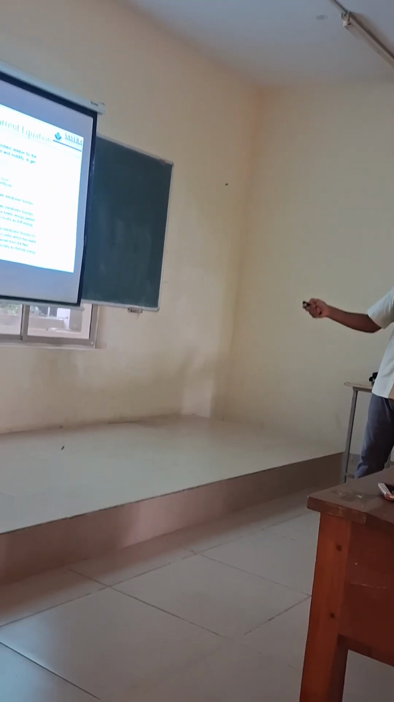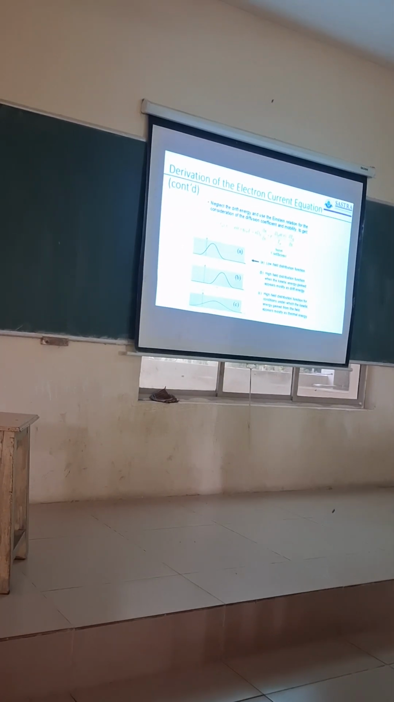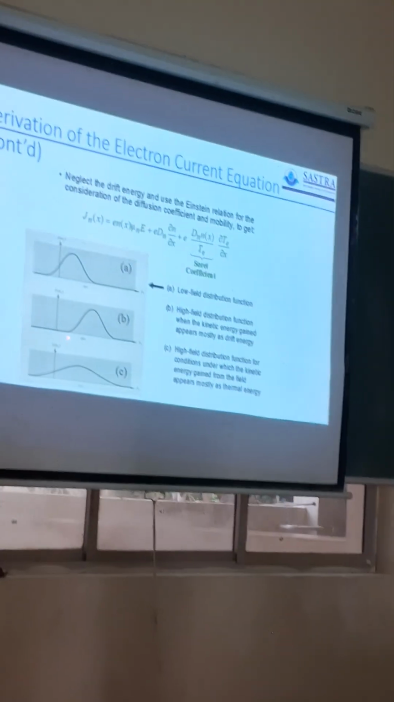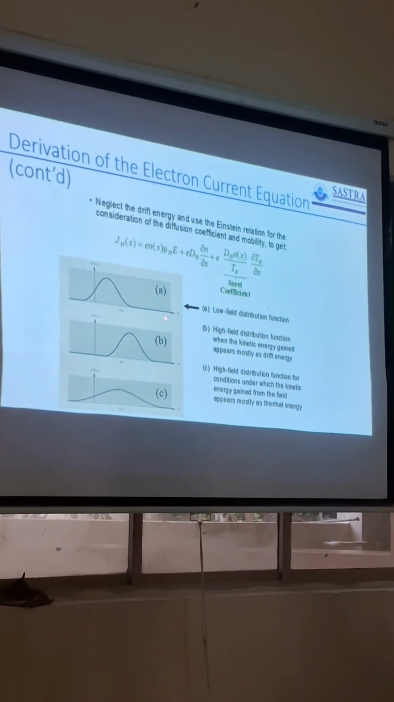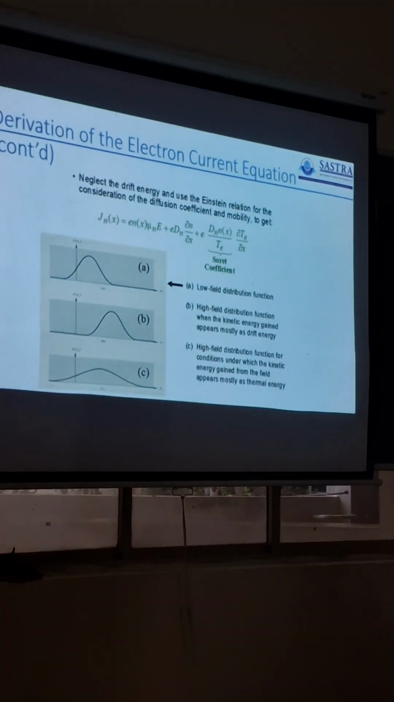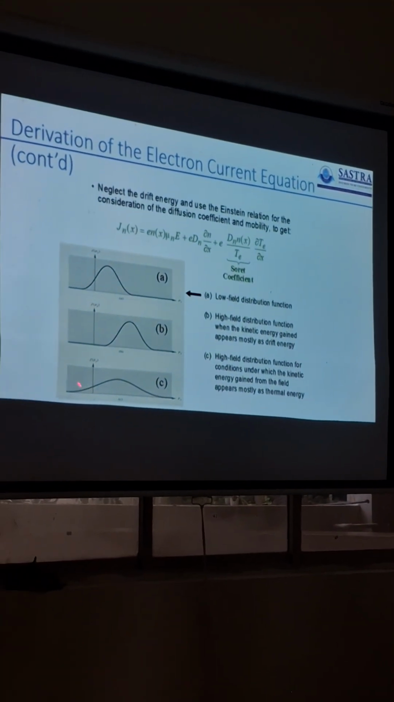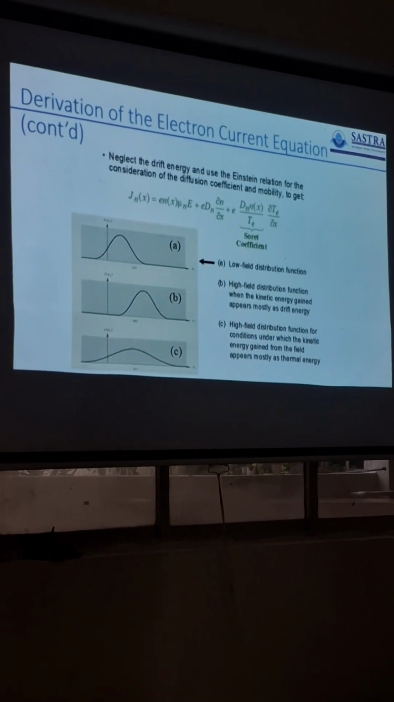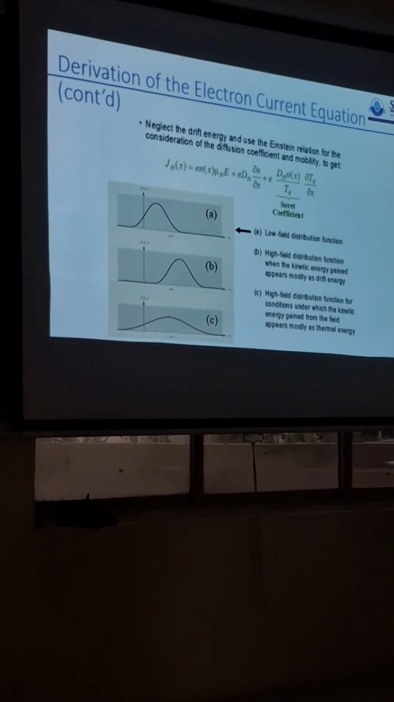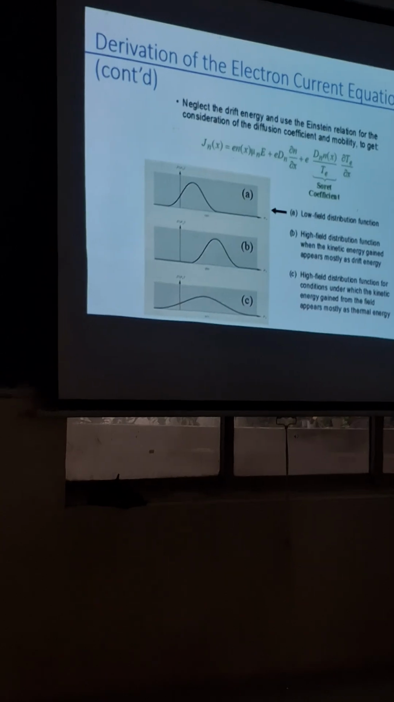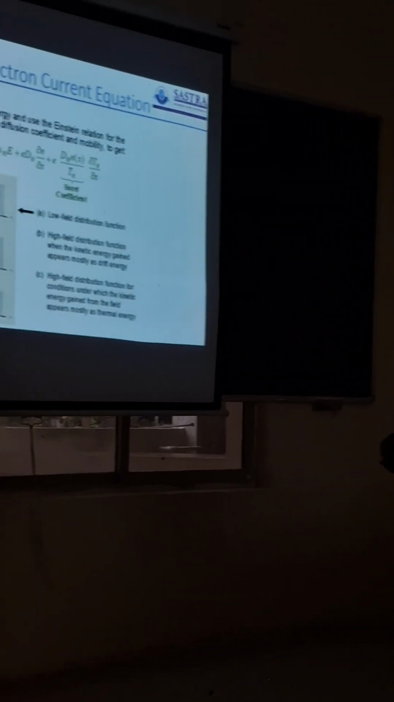This is what we call the storage coefficient, and we plot the current density for the low field regime, high field regime, and a distribution where we say that it's in the high field, but most of it gets transferred to the lattice, meaning that every atom in the lattice is going to keep vibrating.